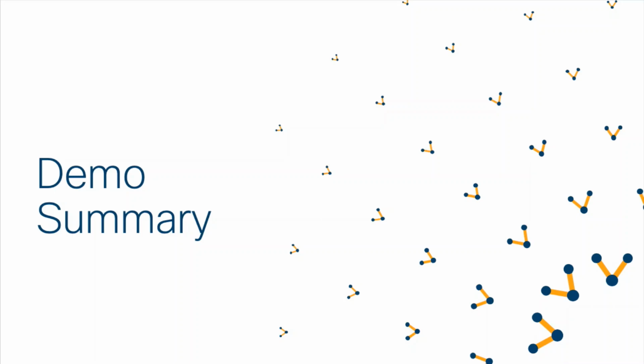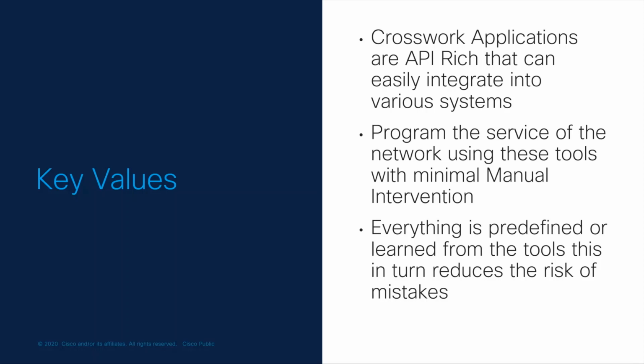Now over to Harsha for closing remarks. I would like to touch upon the key values of our solution here. Crosswork applications are API rich, which can be easily integrated into various existing systems of your own network, and this becomes a very powerful tool in terms of network automation. You can program your service for the network using these tools with very minimal manual intervention. Everything is predefined or learned from the tools. This in turn reduces the risk of mistakes that can occur during the execution phase.